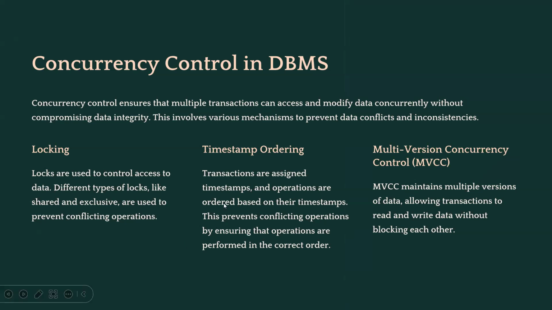Second is timestamp ordering. Transactions are assigned timestamps, and the operations are ordered based on the timestamps. This prevents conflicting operations by ensuring that the operations are performed in the correct order. Third is multi-version concurrency control (MVCC). MVCC maintains multiple versions of data, allowing transactions to read and write data without blocking each other.